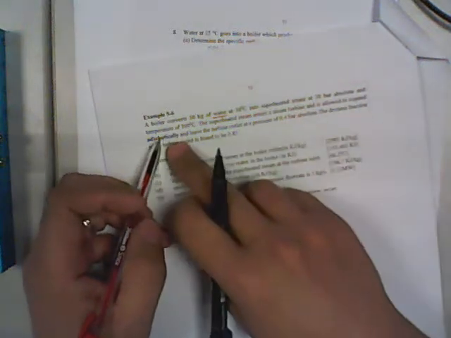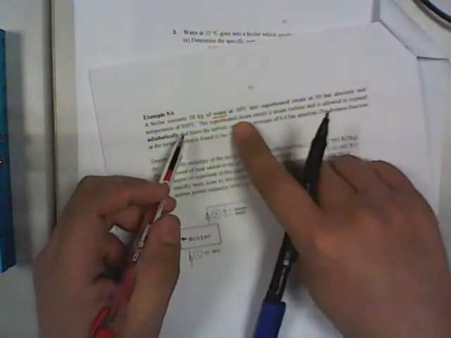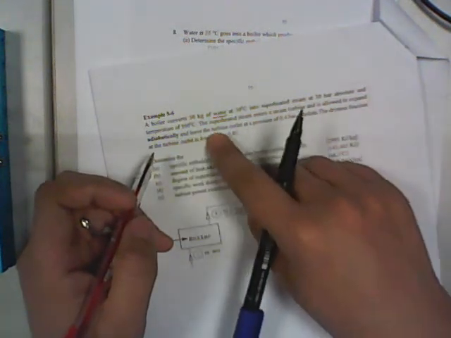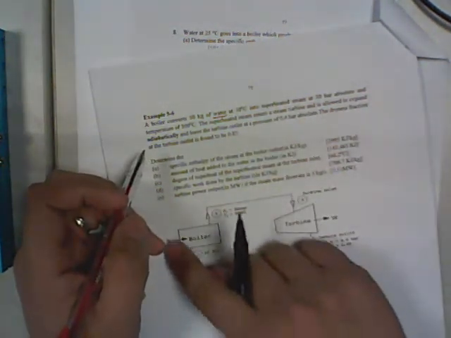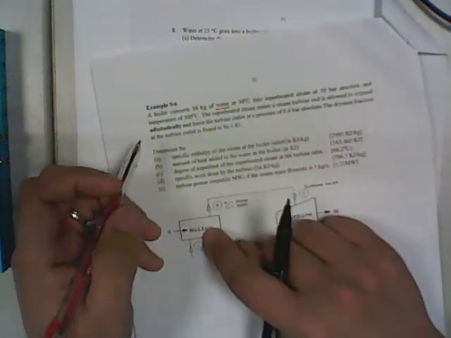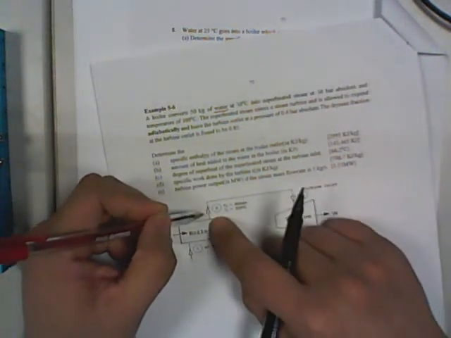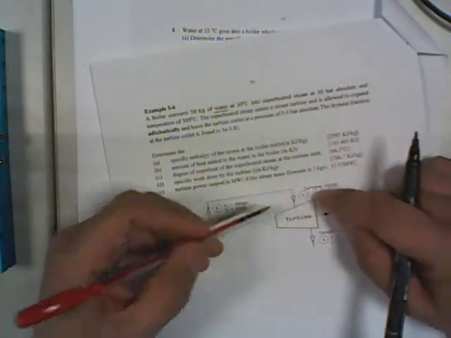Superheated steam, 30 bar and 300 degrees Celsius. The superheated steam enters a turbine and is allowed to expand adiabatically, meaning there are actually two processes. From point 1 to point 2, the boiler, and from point 3 to point 4. Actually, point 2 and point 3 are the same. The outlet of the boiler is the inlet of the turbine.